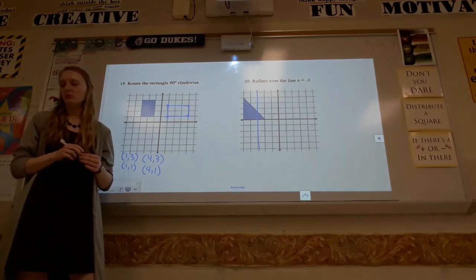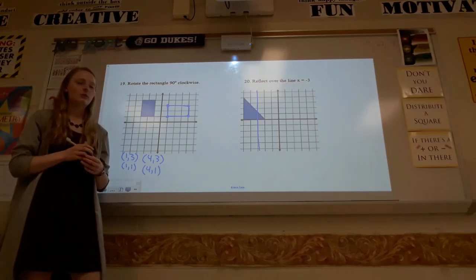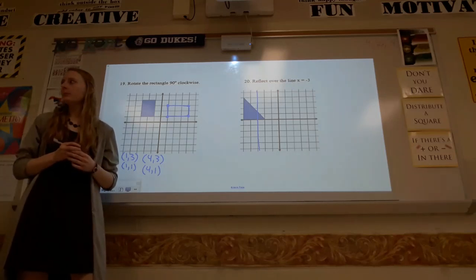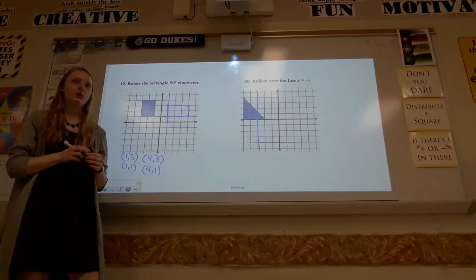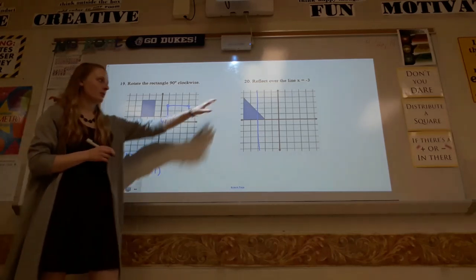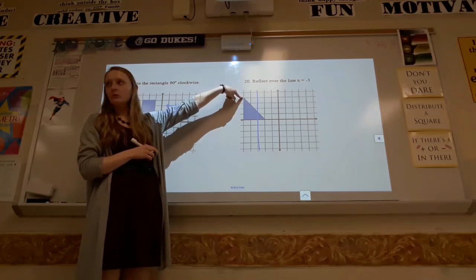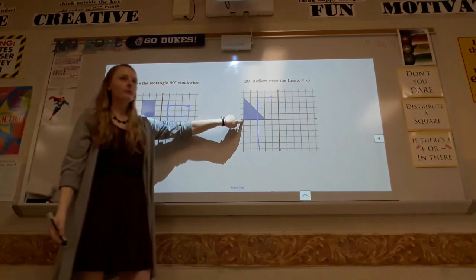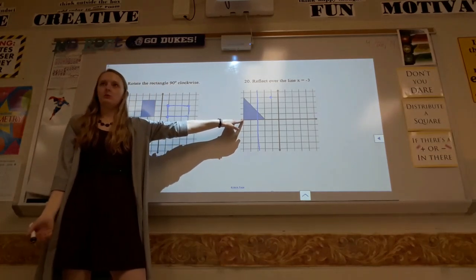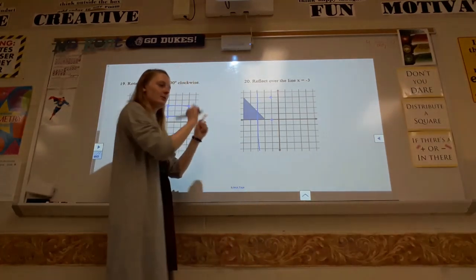Now, how do I actually reflect over that? What's the process? Okay, so you count how far away it is from the mirror. So like this point right here is how far? 2 to the left, so I would go 2 to the right from the mirror, so that's this point. What about this one? Still 2 to the left, so you're going to do 2 to the right. Make sure they're lined up, they're just going in different directions.